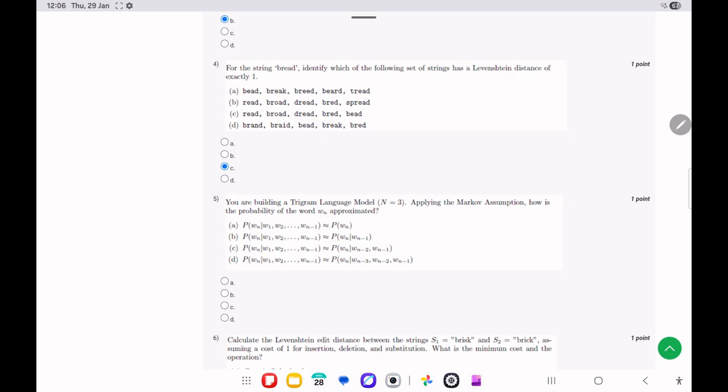They have given a trigram language model, n is equal to 3. If you are applying the Markov assumption, normally if a trigram is given, you can condition on n minus 1, that is two words. If it is a bigram, I will get only one. The option is option C.